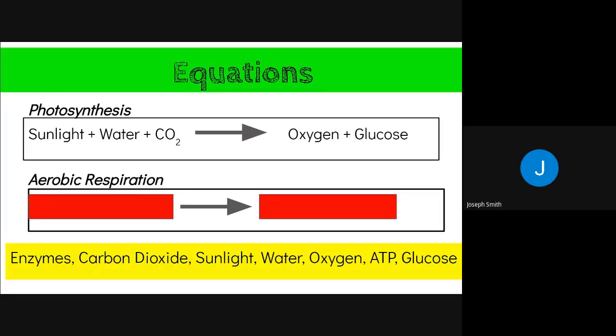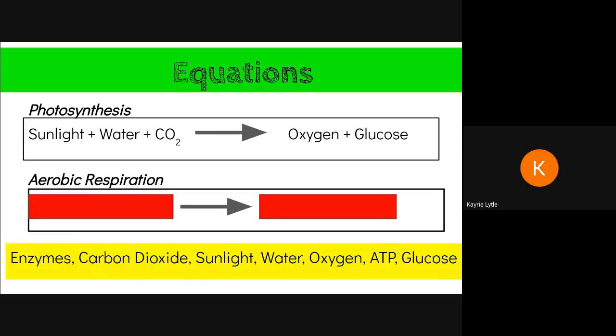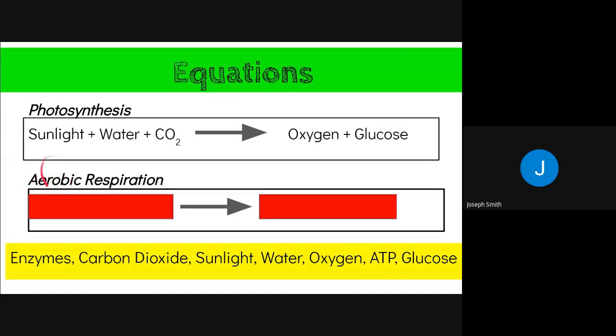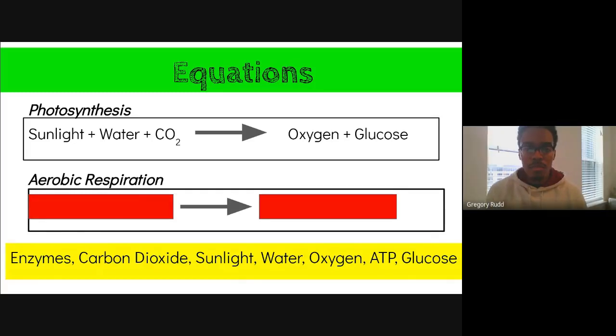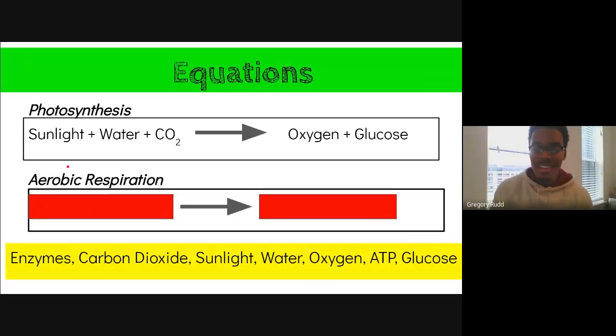Glucose. It uses glucose. What else? Enzymes. Oxygen. Keep in mind, it is aerobic. What does aerobic mean? Energy? Well, it doesn't use energy though, right? Not sunlight. ATP is not it. Oxygen. Thank you.